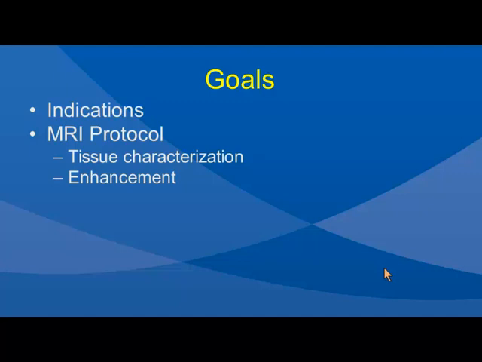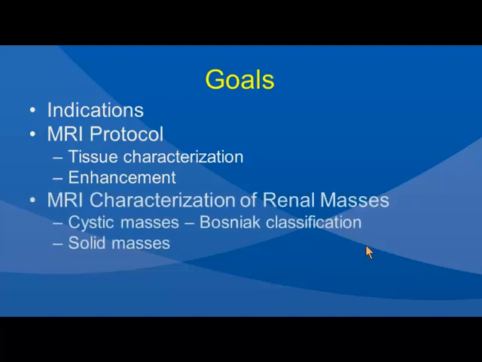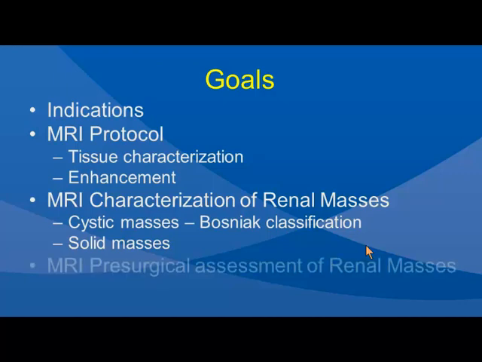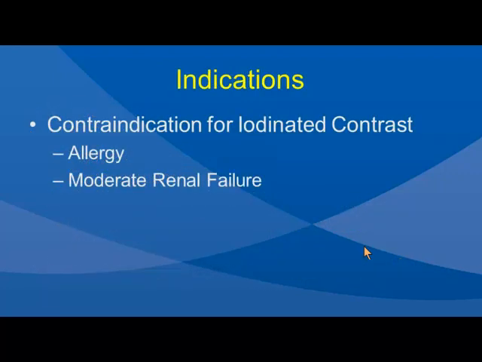So the goals of this talk are to review the indications for MR and the characterization of renal masses. I'm going to place emphasis on aspects of the protocol that allow you to characterize tissue and detect enhancement accurately. I will discuss the characterization of both cystic and solid renal masses, and then talk a little bit about the presurgical assessment of renal masses, what needs to be included in the report.